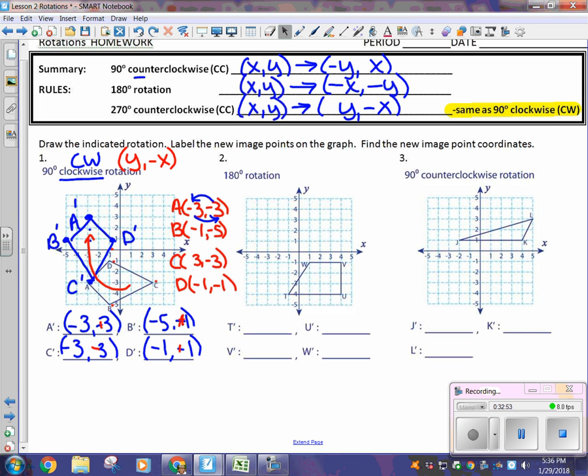All right, that's your notes for rotations. You need to finish the homework. You need to show it to Miss Jessup so she can give you credit, and you got to make sure that you're doing what you need to do when you need to get caught up.